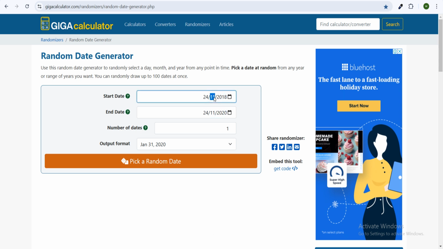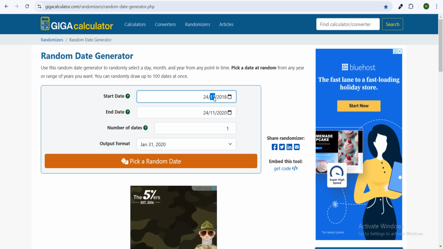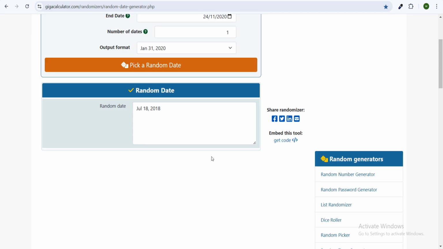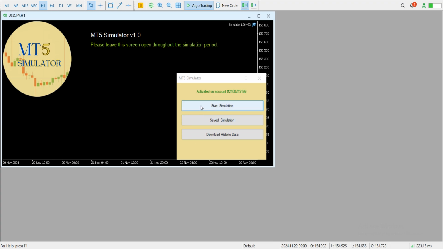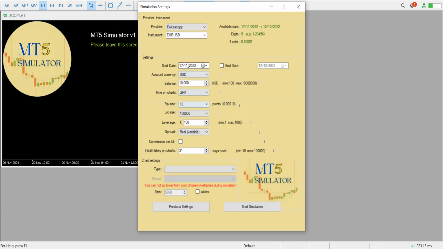Okay, and I will do the backtesting of GBP JPY, because the last time I think I did in these dates I did the simulation of gold. So second month, and let's pick a random date. Okay, July 18 2018. Let's do July 18 2018. We have to select GBP JPY 2018 July 18.